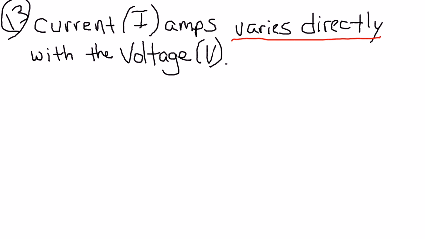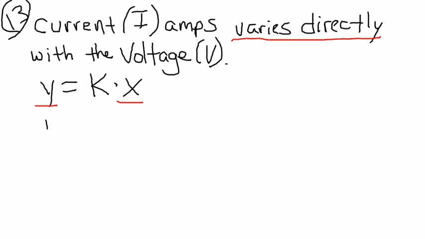When you see that phrase, varies directly, right away you have this formula: Y equals K times X. Y and X are two variables that vary directly. K is not a variable, but it is an unknown right now. It's a constant called the constant of variation, and we're going to have to figure that out. In order to do that, they're going to have to give us an example of an amps and a volts that go together.